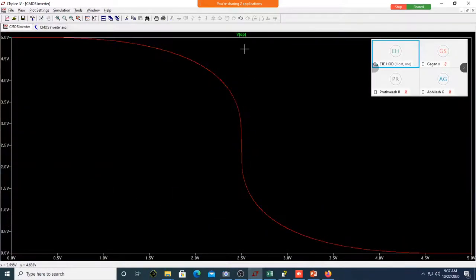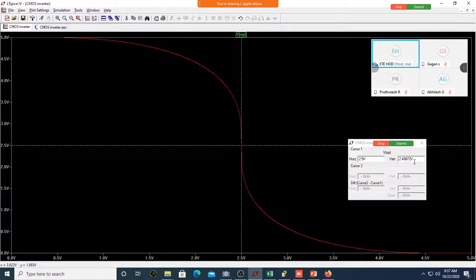See now, this is exactly happening at 2.5 times. Sorry, 2.5. Can you see here? Midpoint.